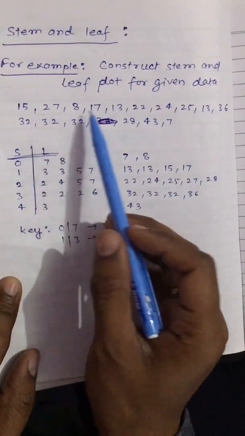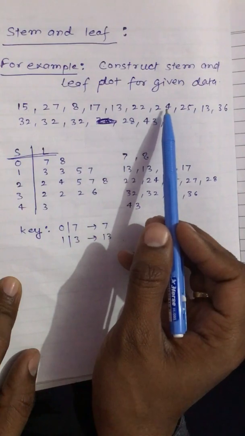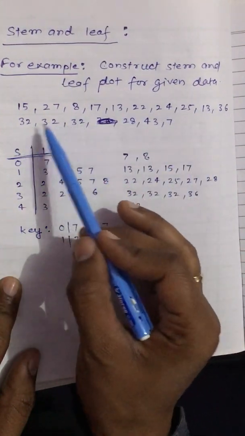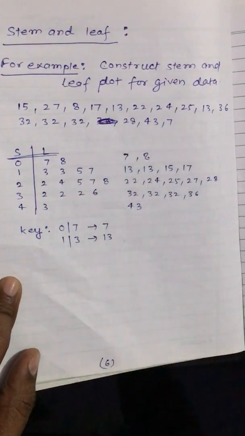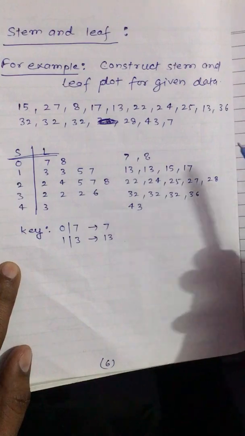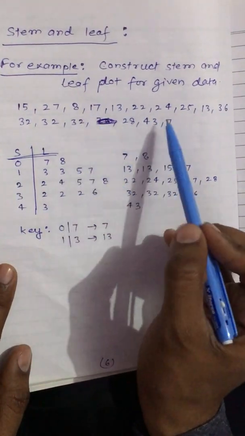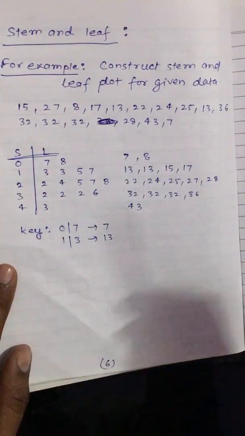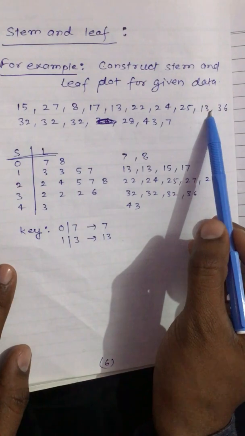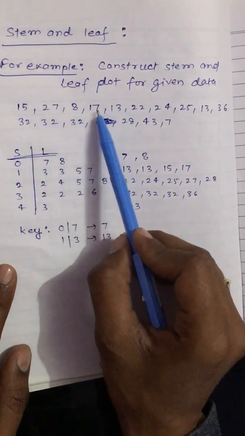Now if you see these numbers: 15, 27, 8, 17, 13, 22, 24, 25, 13, 36, 32, 33, 32, 32, 32, 28, 43 and 7. I see some numbers are in ones, some numbers are in tens, 20s and 30s. First we can see 7 and 8, so I write 7 and 8. In tens we have 13, then another 13, and we have 15, right? And we have 17 in tens.